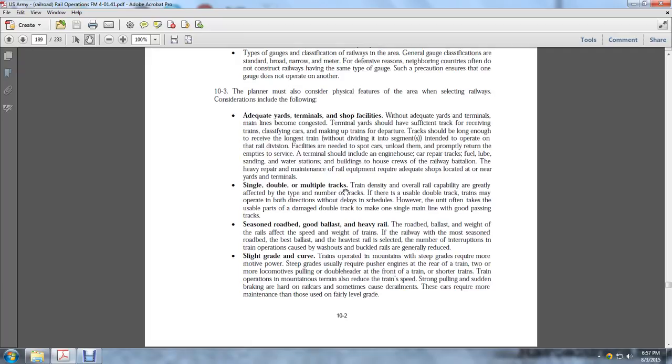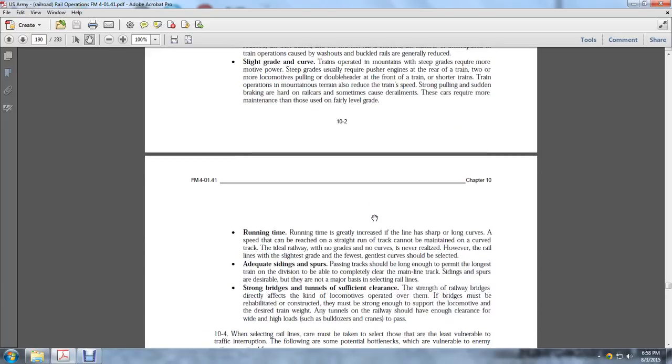The greater the curve, the trains operated in the mountains, the steeper the grades required more motive power. A steep grade usually requires pusher engines at the rear, or two or more locomotives pulling as a double header in the front of the train, or short train operation in mountainous terrain. It also reduces the train speed. Strong pulling and sudden braking or hard handling of the rail cars sometimes cause derailments. These cars require more maintenance than those that use a fairly level grade.